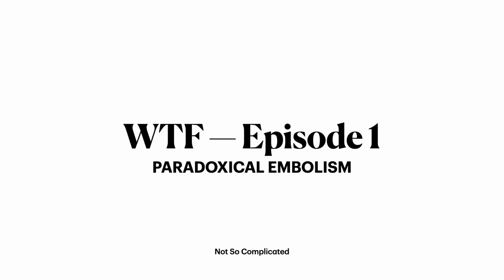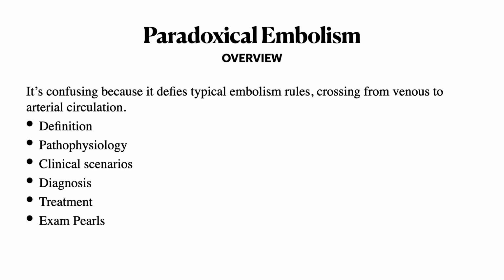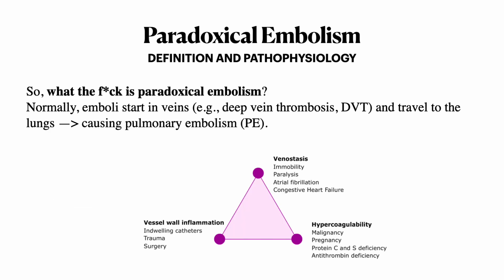So, episode 1 is Paradoxical Embolism. In paradoxical embolism, the overview is that it is confusing because it defies typical embolism rules, crossing from venous to arterial circulation. We'll talk about definition, pathophysiology, clinical scenarios, diagnosis, treatment, and examples, right? So, definition and pathophysiology. What is paradoxical embolism?